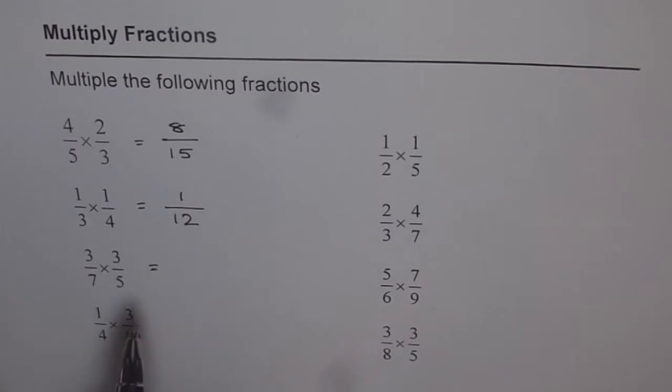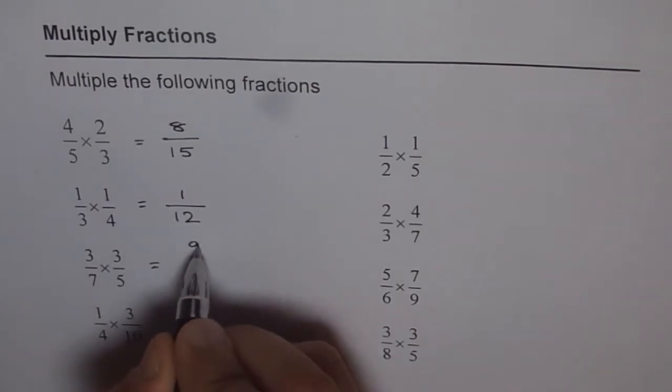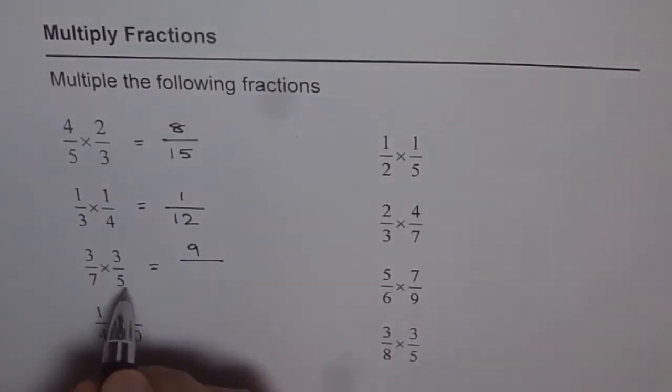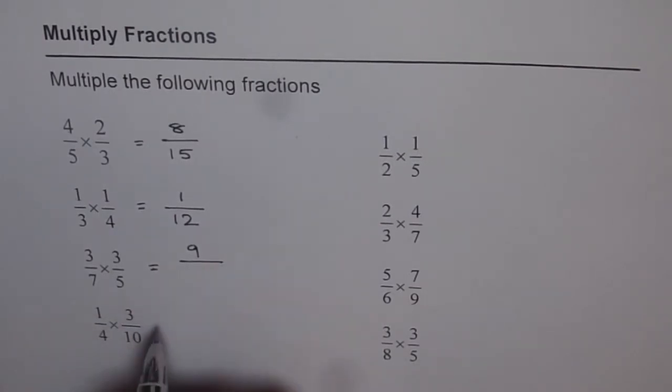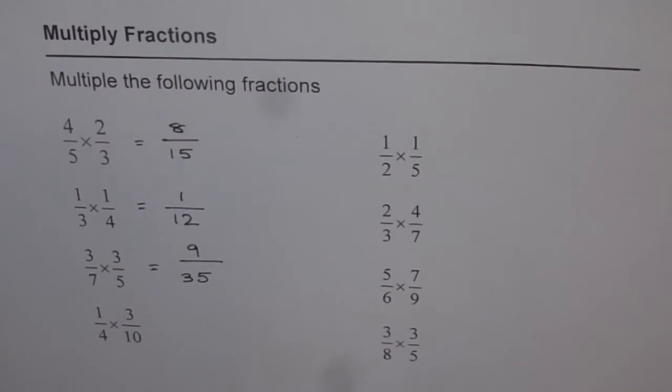I need to multiply both numerators. What are the numerators? 3 and 3. So what is 3 times 3? 3 times 3 is 9. So I get 9 here. And 7 times 5 comes in the denominator, which is 35. So we get denominator as 35. So the fraction is 9 over 35.